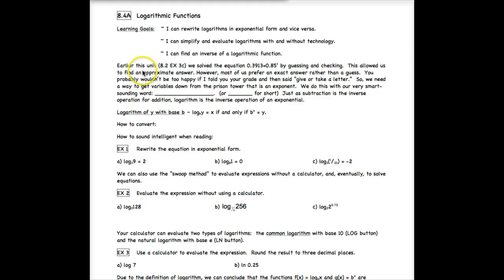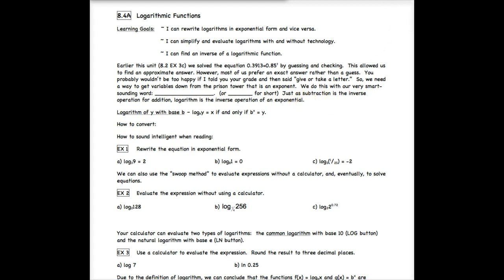Alright, so we have been talking about exponential functions, and today we are going to study something brand new to you, and those are logarithmic functions. So a couple learning goals: we need to be able to write logarithms in exponential form, and vice versa, we need to be able to write exponentials in logarithmic form. We need to be able to simplify and evaluate logarithms with and without technology. So we want to be able to press the buttons on our calculator, but you also have to know how to do some things by hand as well. And then finally, we want to be able to find the inverse of a logarithmic function.